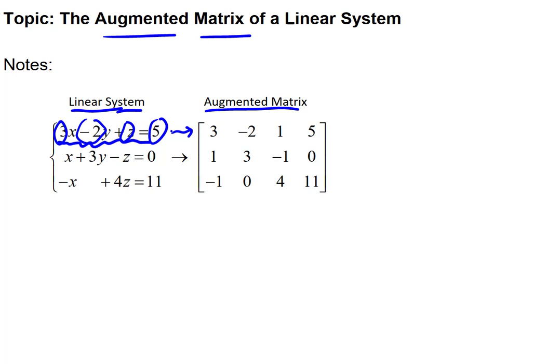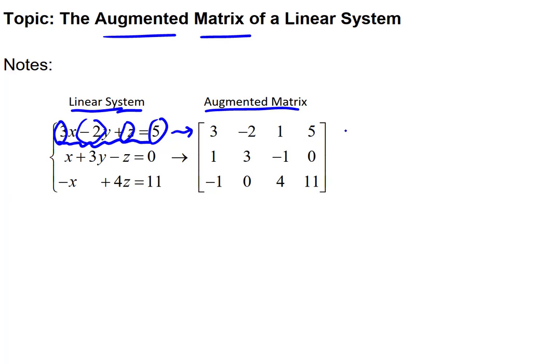So notice there are no variables in this first row of the matrix. It's only the numbers, the coefficients going across, and even the number that it's equal to. In this case, for the first equation, it's equal to 5. That number shows up as well.